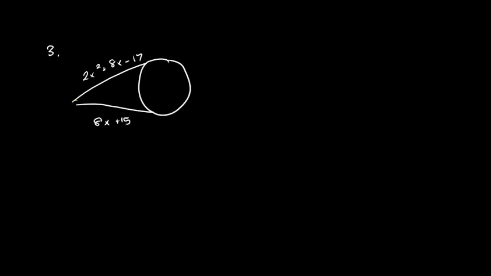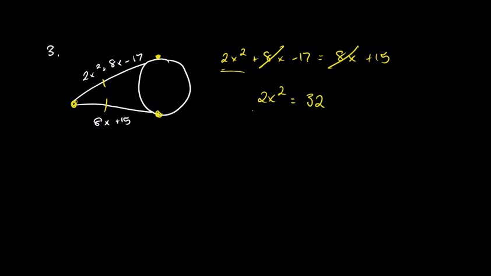Number 3, I would have the same thing, my nice little ice cream cone with my two tangent lines here. And I would know those are congruent, so I'd have 2x squared plus 8x minus 17, so I can set their values equal. Equals 8x plus 15. Combine my like terms, subtract 8x from both sides. And if I go ahead and add 17, I just am left with 2x squared on this side. Add 17, that gives me 32. Divide each side by 2, x squared equals 16.